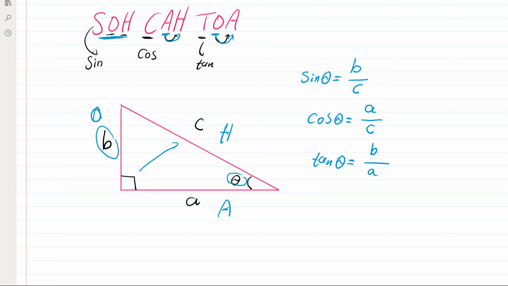Right now, let's take examples of how to find the missing sides, how to use sine, cosine, and tan by calculator, plus how to find the size of the missing angles, which is going to be later. All right, thank you.